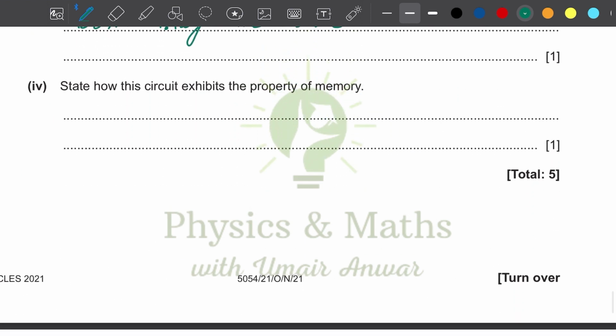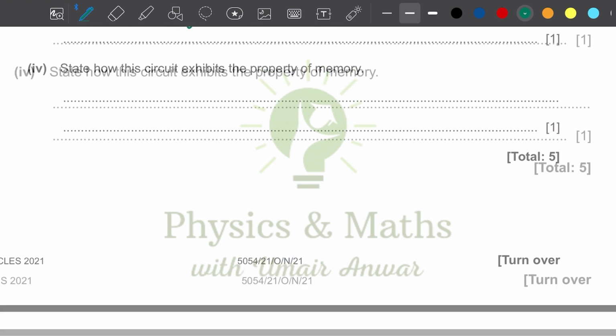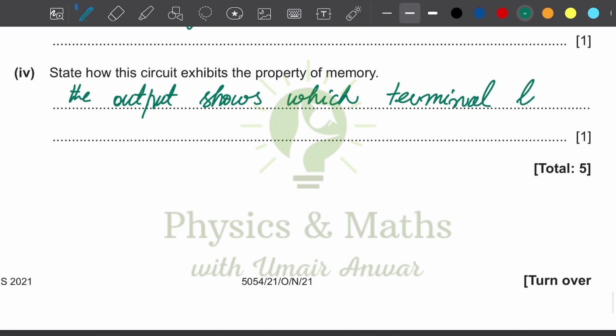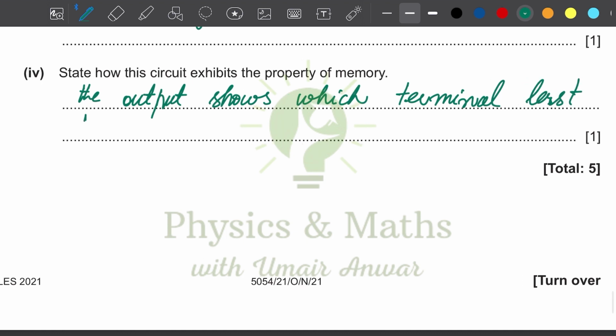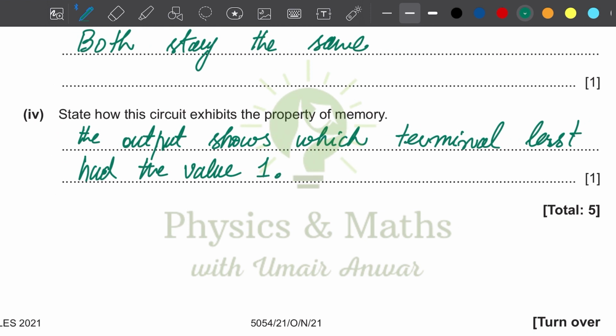So the next part says state how the circuit exhibits the property of memory. So the circuit shows that the output shows which terminal last had the value 1. So this is how it exhibits the property of the memory. So the question ends here with this part.